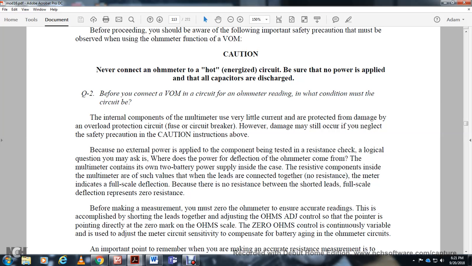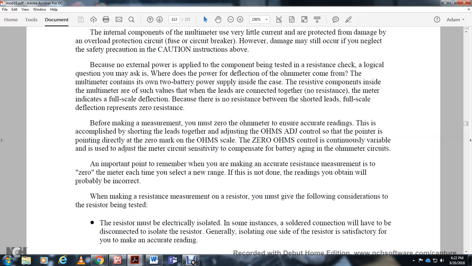Because no external power is applied to the component being tested in the resistance check, the logical question you may ask is: where does the power for the deflection of the ohmmeter come from? The ohmmeter contains a battery power supply inside the case. The resistance components inside the multimeter are of such a value that, with the leads connected together, no resistance in the circuit indicates full scale deflection. Because there is no resistance between the shorted leads, full scale deflection represents zero resistance. Before making the measurement, you must zero the ohmmeter to ensure an accurate reading. This is accomplished by shorting the leads together.